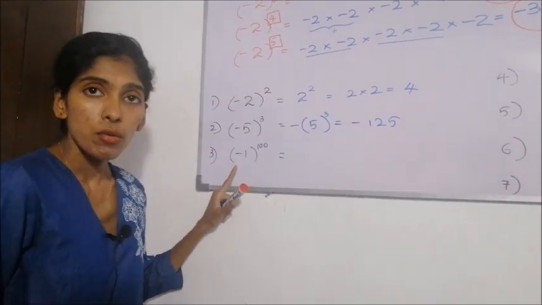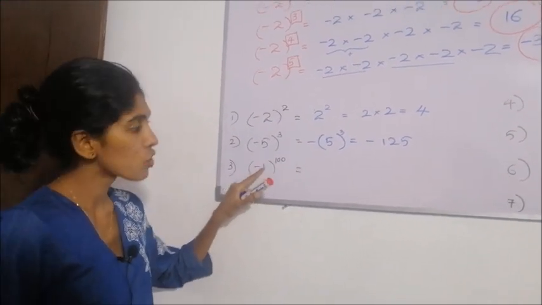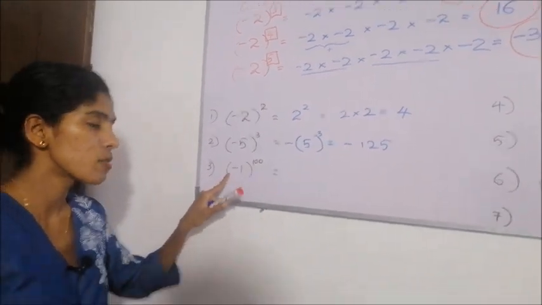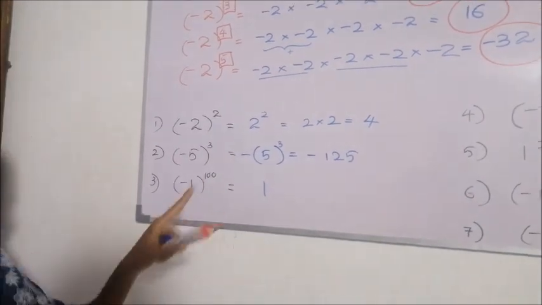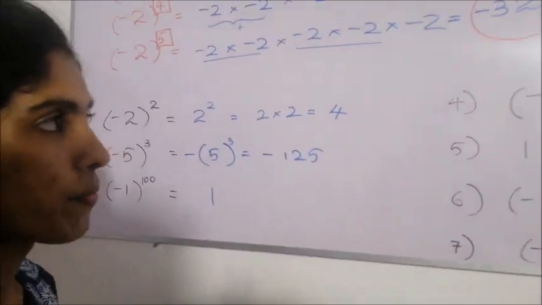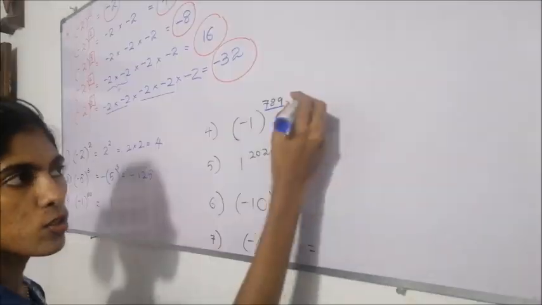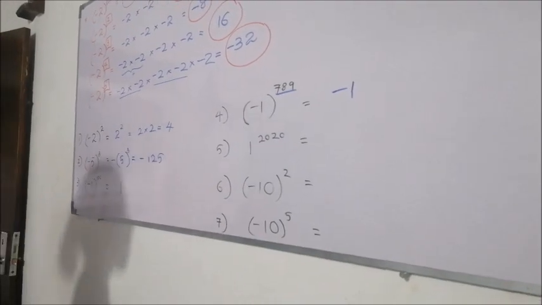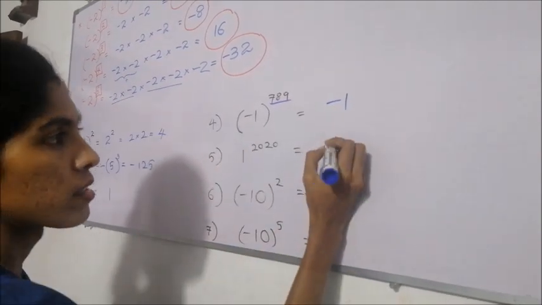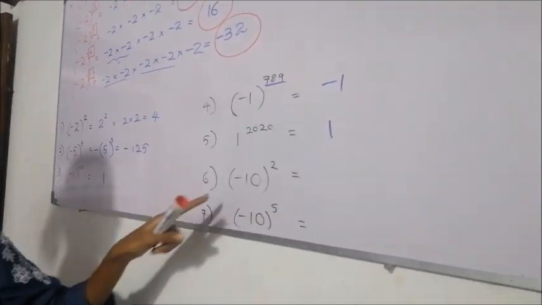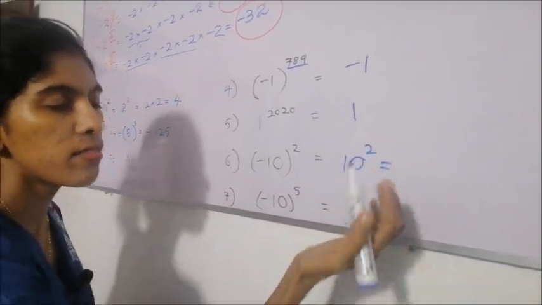Next, minus 1 to the power 100. In a negative integer, an even power can be seen. When we multiply 1 by itself, the result is 1 every time. But our answer should be positive, plus 1, because of this even power. This is an odd number, and inside the brackets minus 1 can be seen. So surely our result must be minus 1. Next, 1 to the power, this is a positive integer now. So whatever this power, the result is 1 only. Next, even power. So the answer must be a positive 1.